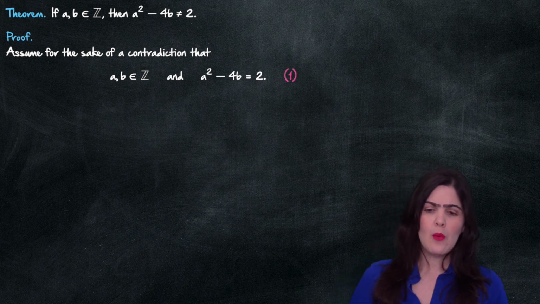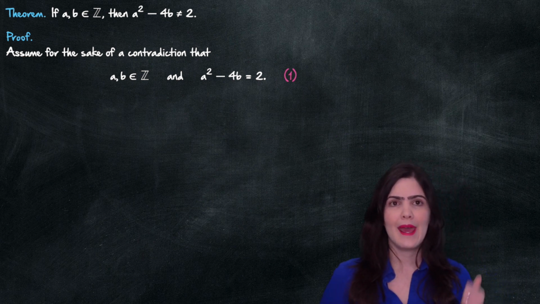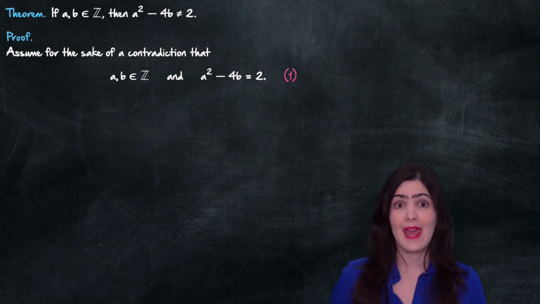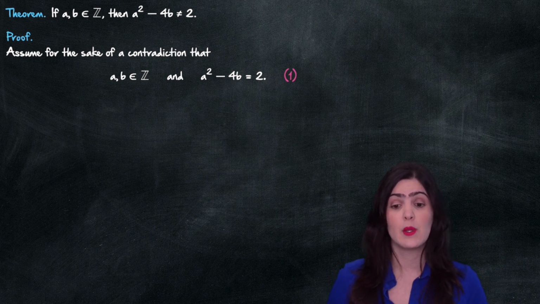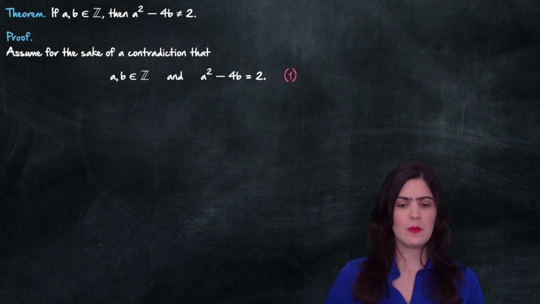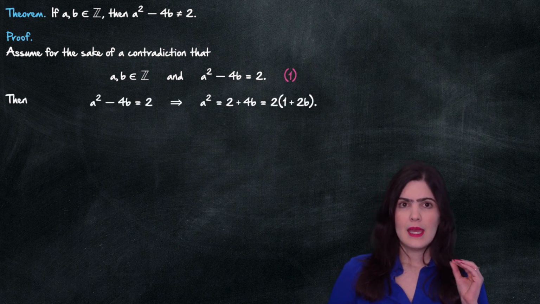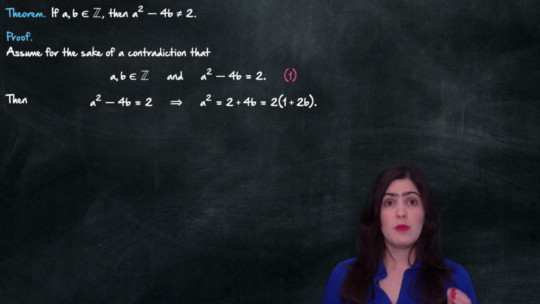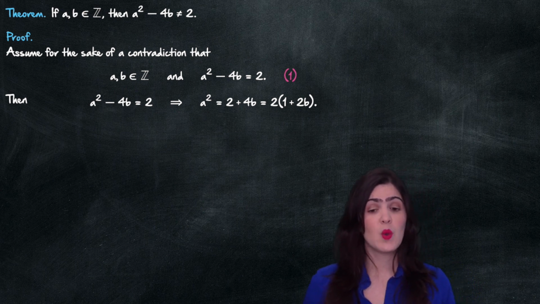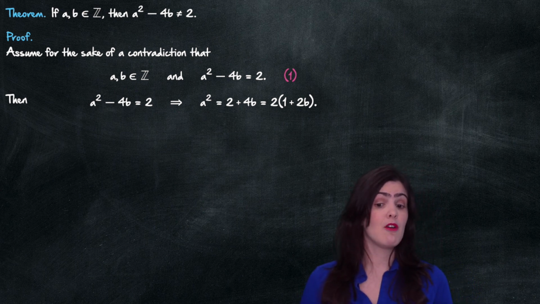Okay, so now we have two things to work with. We know that a and b are integers, and we know that a squared minus 4b is equal to 2. Okay, let's see what we can do here. Well, if I know that a squared minus 4b is equal to 2, this implies that a squared is equal to 2 plus 4b.